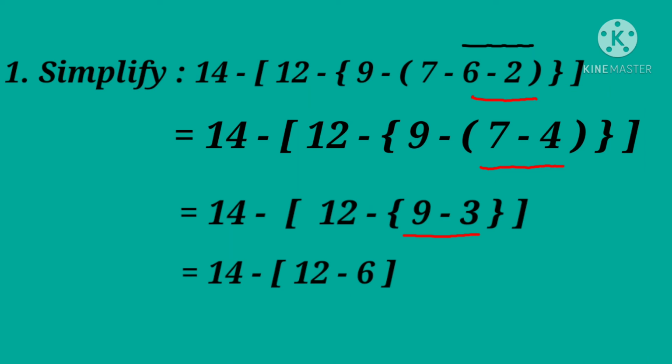After curly bracket, we will solve the term within the square bracket. So 12 minus 6, that is equal to 6. Now we will subtract 14 minus 6, and the final answer is 8.